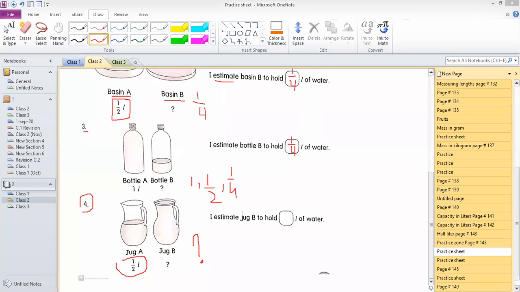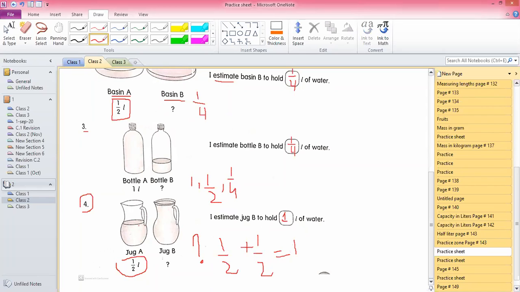That's very good, Asar. So the answer is 1 liter. Why 1 liter? Because you can see that half of this jug is half liter and it is full. So you know, half plus half is equal to 1 liter. So there are 2 halves in this jug B.